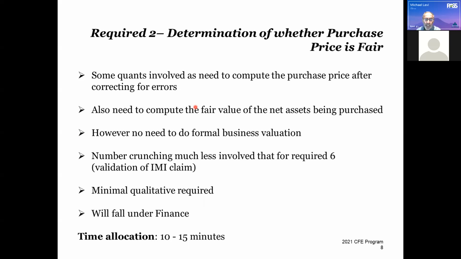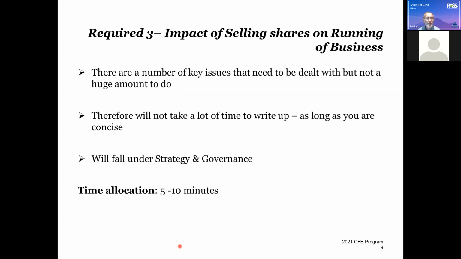There was some number crunching, but it's a lot less involved than the number crunching you would have needed to do for required number 6 in order to validate that $1 million claim. There's very minimal qualitative for this required. It's mainly quantitative. It'll fall under the finance required. I would have said about 10 to 15 minutes. I don't think you need more time than that. I think many people could have done it in 10 minutes because there's not a huge amount of number crunching and there's not a huge amount of qualitative.